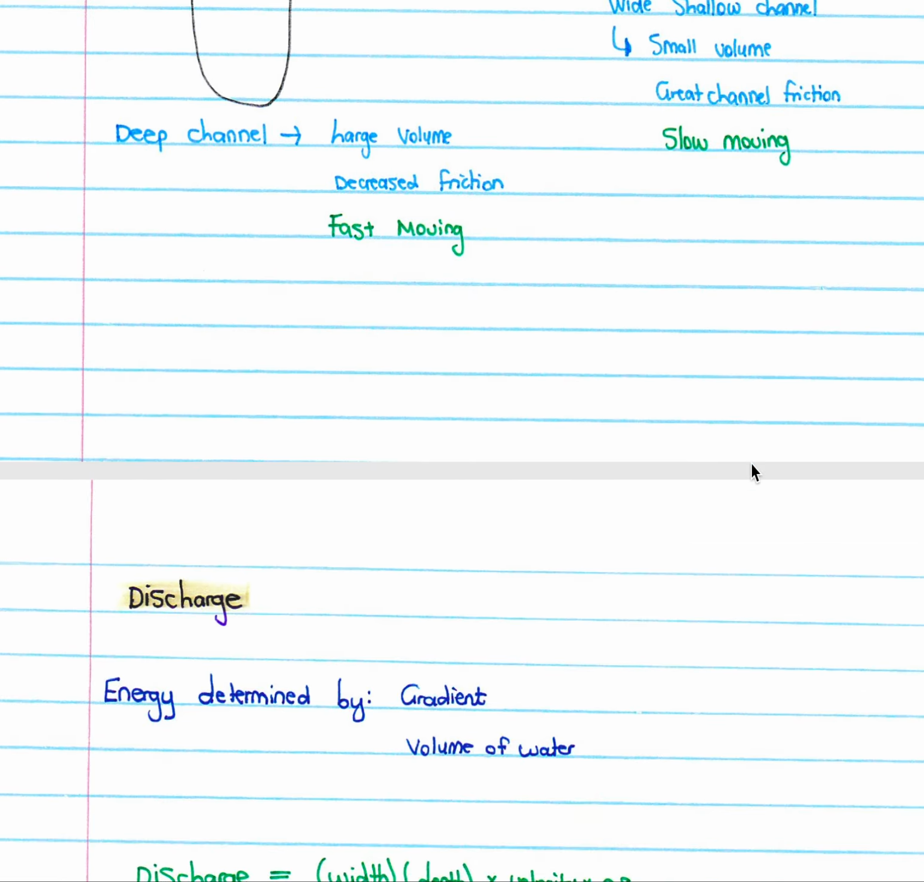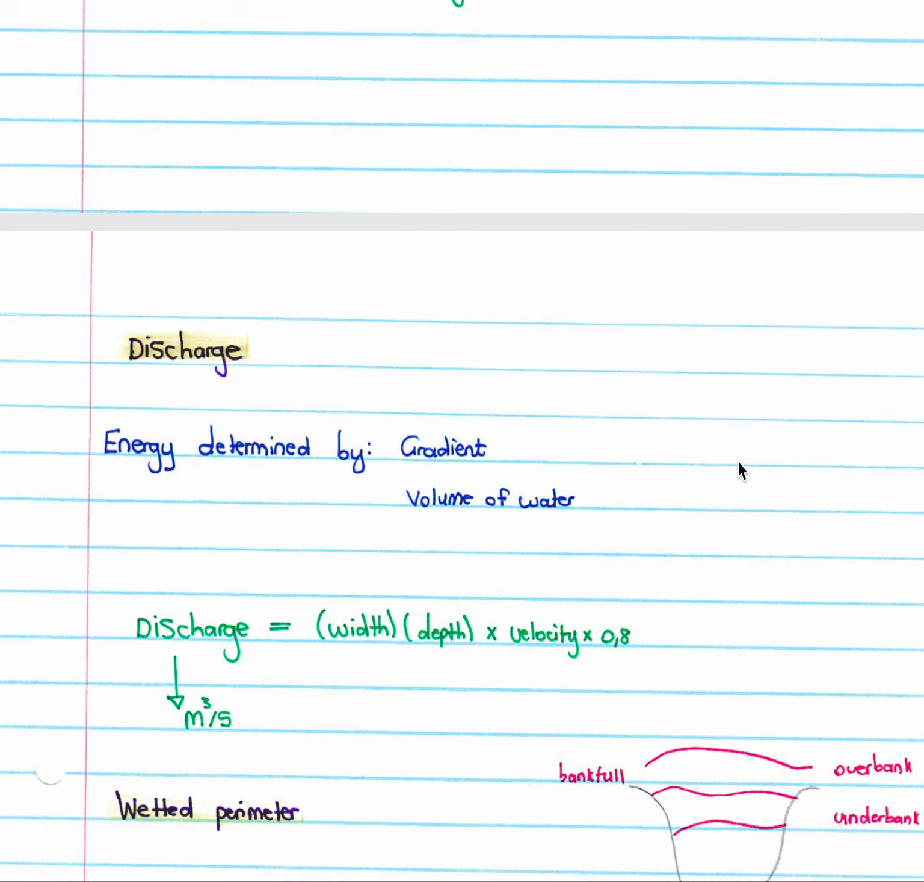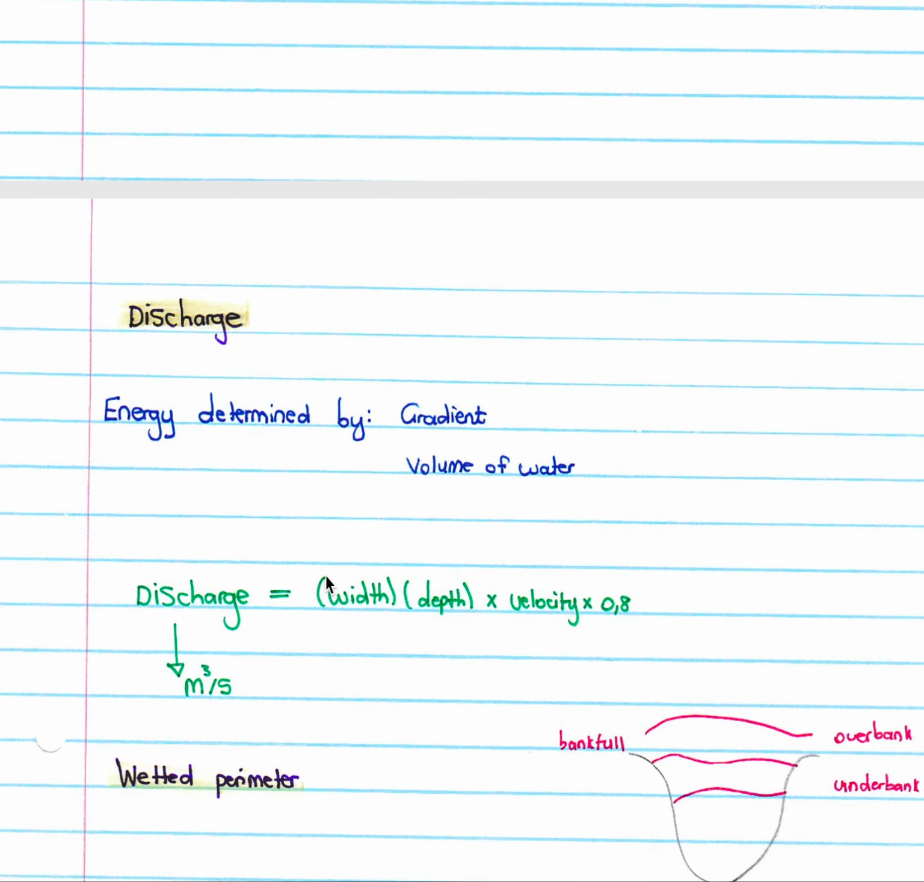When we look at discharge, as said, our energy is determined by the gradient of our channel and the volume of water in the channel. Discharge is equal to the width of our channel, times the depth of our channel, times the velocity of the water, times 0.8, which takes into account the friction experienced by the water. And we measure our discharge in cubic meters per second.